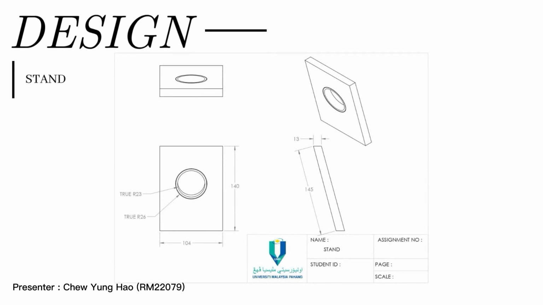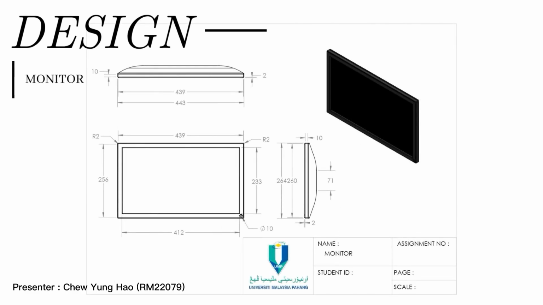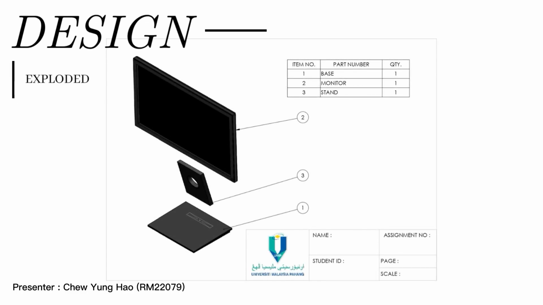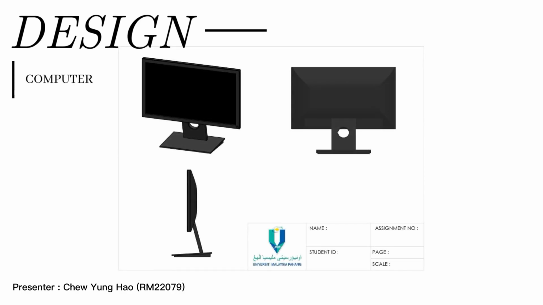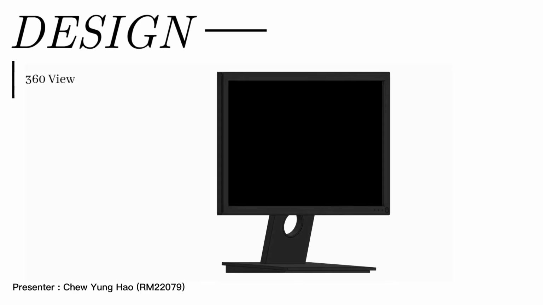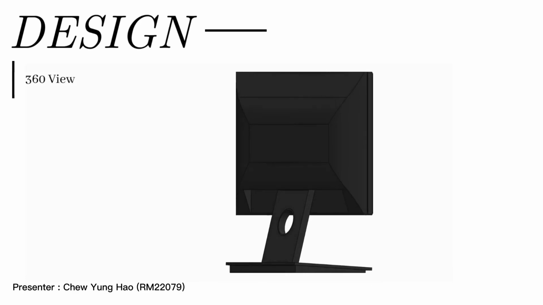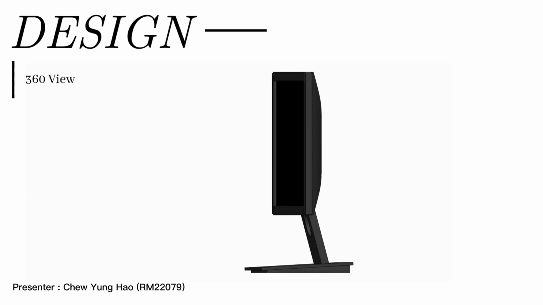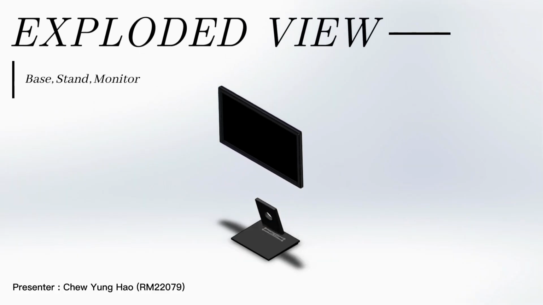It is made up of 3 parts, which are base, stand, and monitor. The table shows the item part and quantity used in the monitor model design. Then, they are assembled together to form the whole part of the monitor model. There is shown the 360 view of the monitor model. And finally, they also show the explode view of the model.